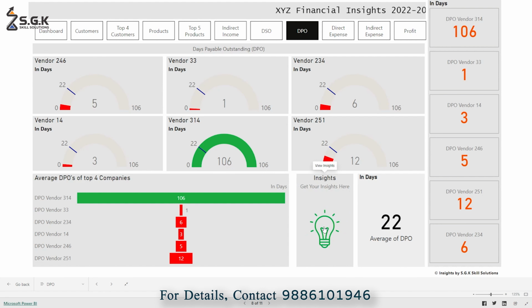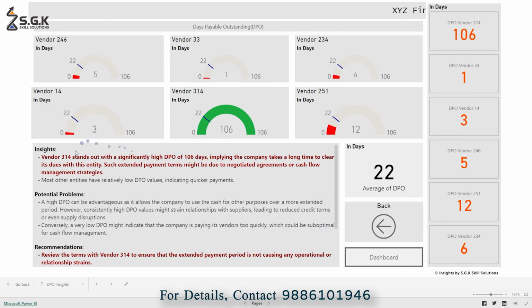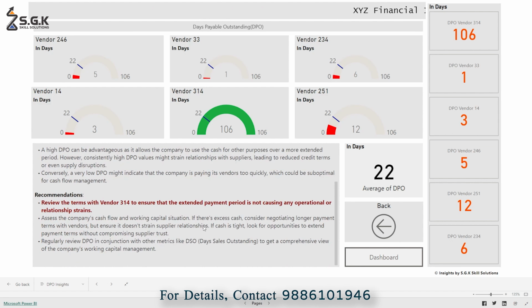So what does this mean? We gave an insight that vendor 314 stands out significantly with a high DPO of 106, implying that the company takes a longer time to clear its dues. Such an extended payment may be because of a negotiated agreement or a cash flow management which is working very well for the entity. We need to review the terms with vendor 314 to ensure that this extended payment period is not causing any operational or relationship strains, a cause of concern and recommendation.